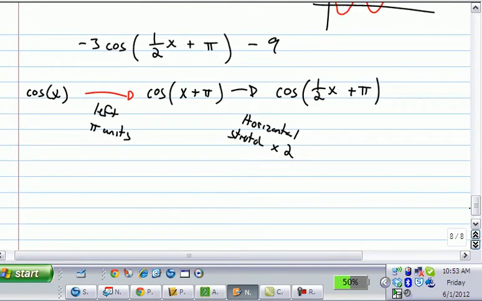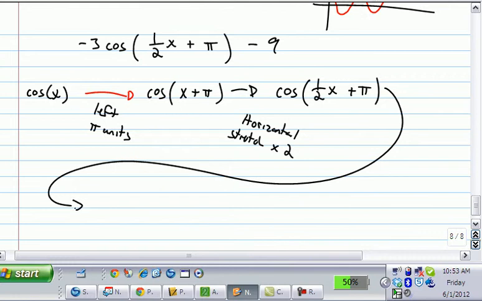Okay, now you got to decide, are you going to do the multiply by 3 or the minus 9? What do we got? Multiply by 3. Good job. So this guy, we're going to go 3 cosine of 1/2 x plus pi. How does that change the graph? Well, it's vertical stretch. Okay. Vertical stretch by times 3.